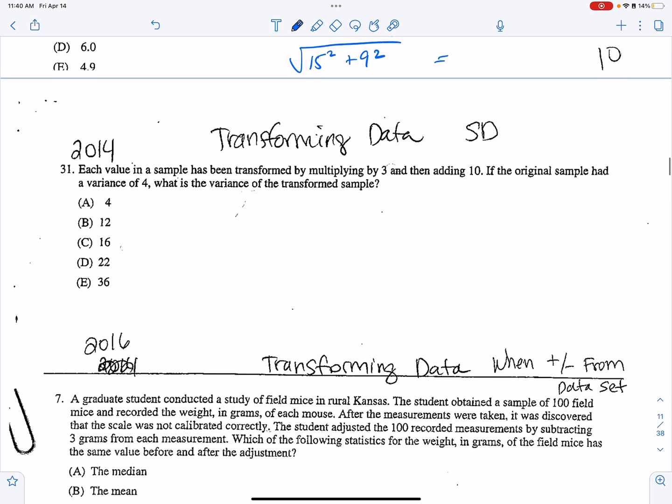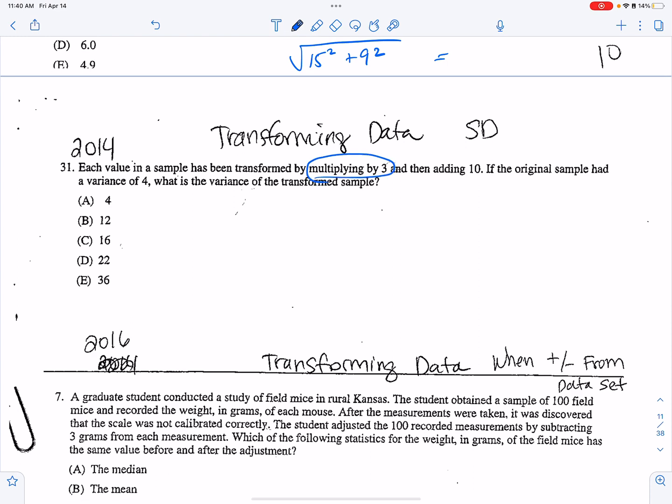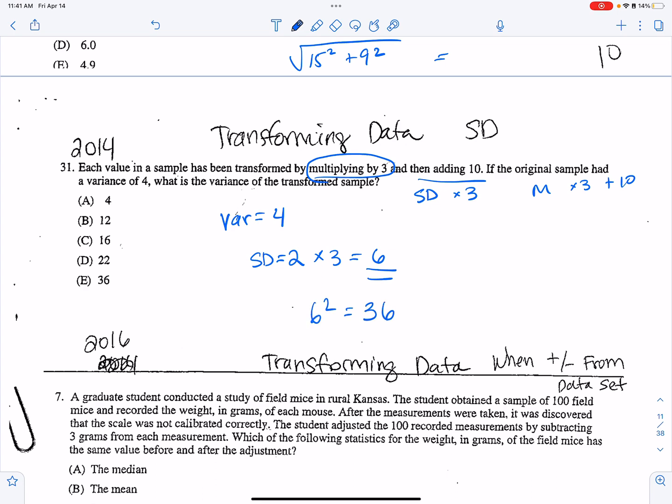Okay, let's practice this one. This one says each sample is transformed by multiplying by 3, then adding 10. So standard deviation is going to get multiplied by 3, and mean is going to get multiplied by 3 and added 10. It says the original sample had a variance of 4. So what's the variance of the transformed sample? Well, if it had a variance of 4, that's a standard deviation of 2. I'm going to say 2 times 3, which is 6, but that is my standard deviation, and I have to square that to get back to my variance, which is 36.